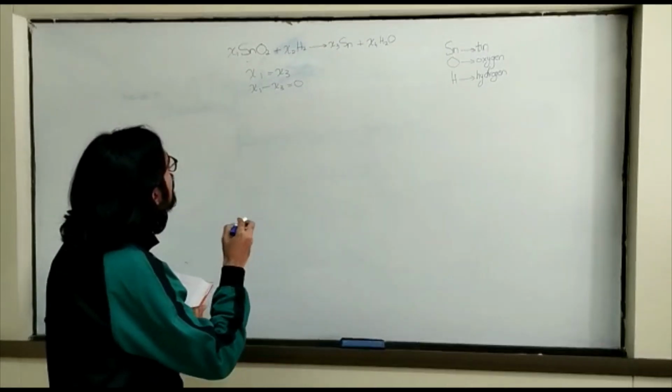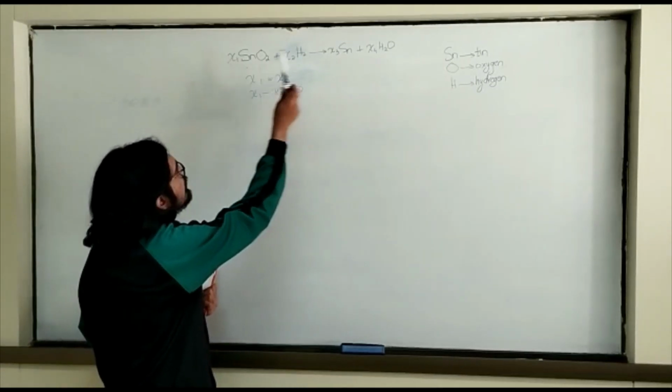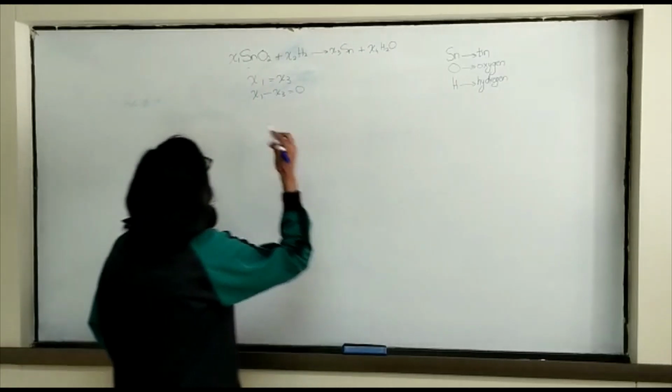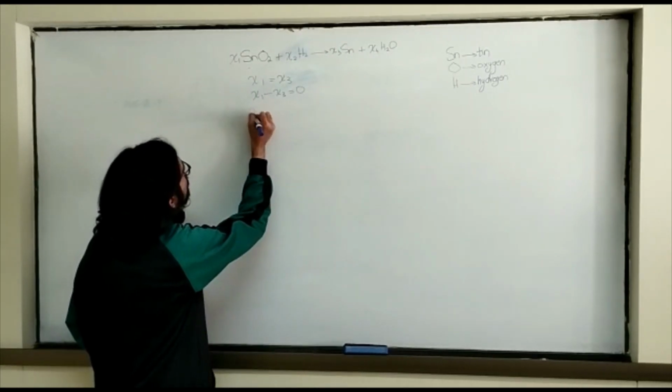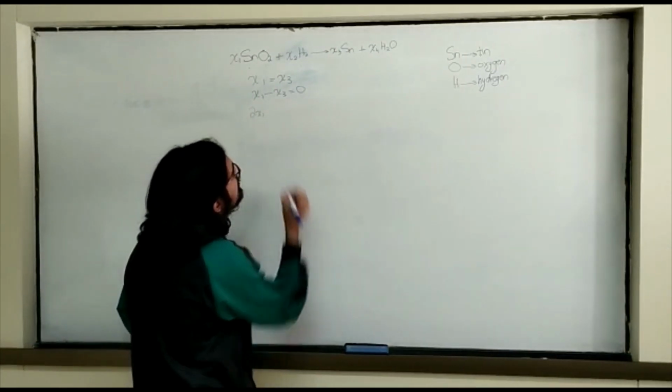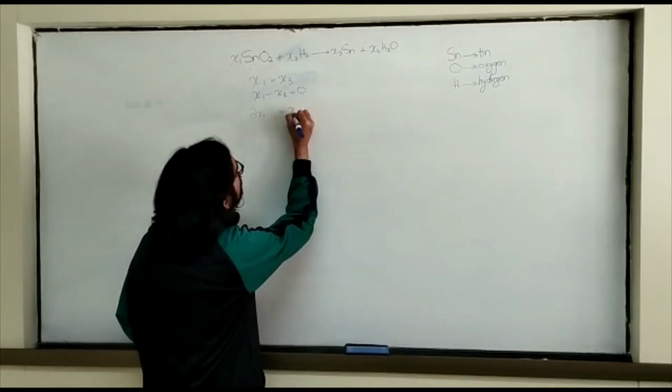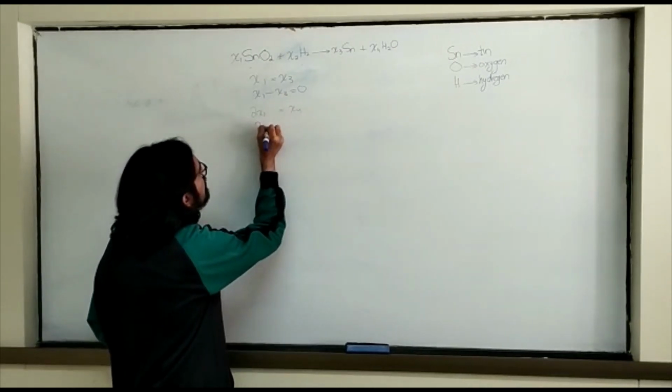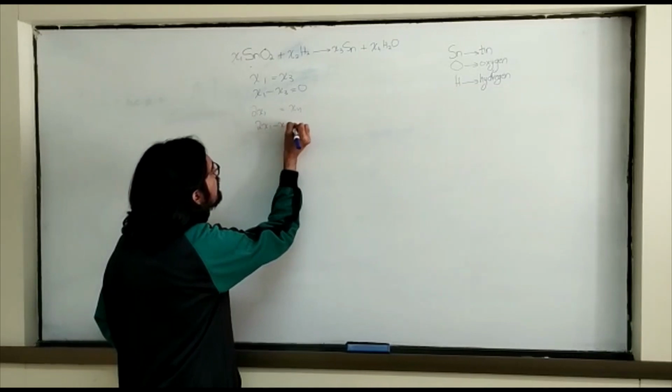For oxygen, we have 2 oxygen over here and 1 over here. So that forms 2x1 equals x4. Simplifying, it becomes 2x1 minus x4 equals 0.